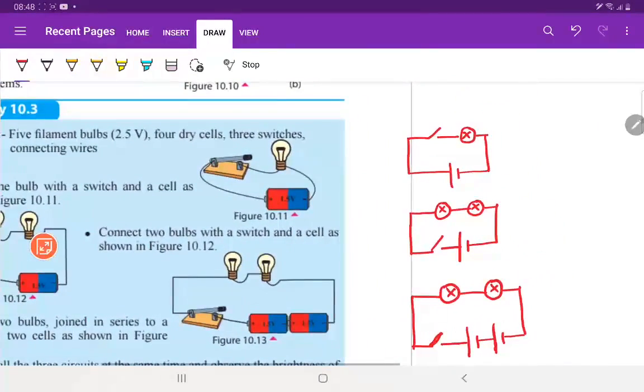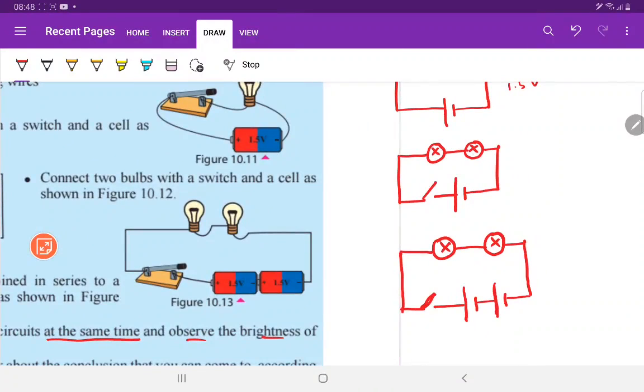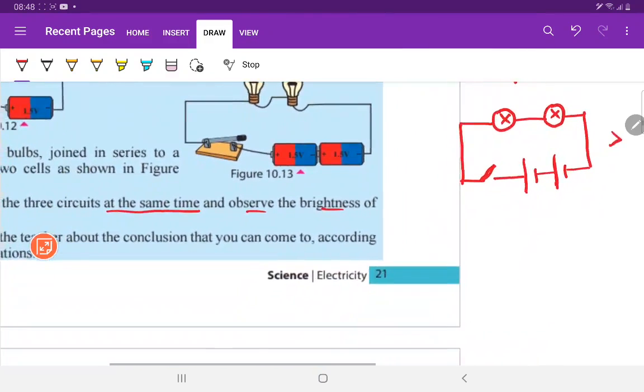Okay, so now here the cells are in series. For example, here the brightness will be with the 1.5 voltage supply. Now here 1.5 voltage supply will be supplied by one dry cell, so the brightness will be less. Less brightness will be shown in this circuit. So here again two bulbs are connected. If you increase the cell, one more cell, what will happen? The brightness will increase with the high voltage supply.